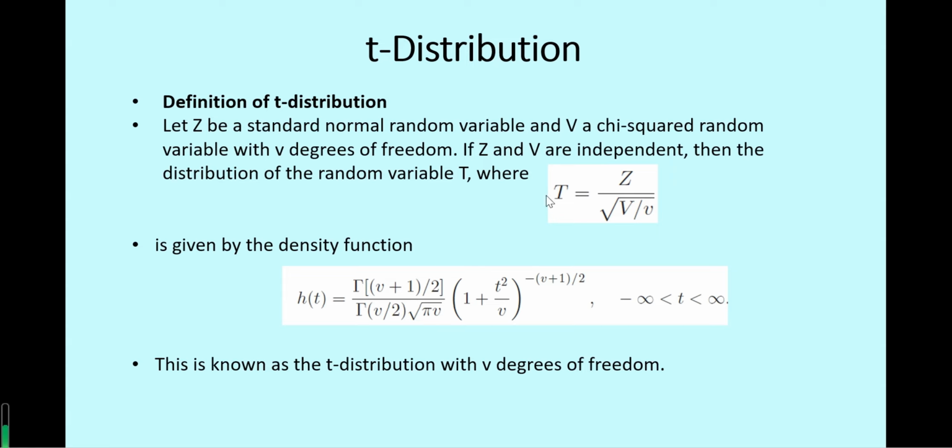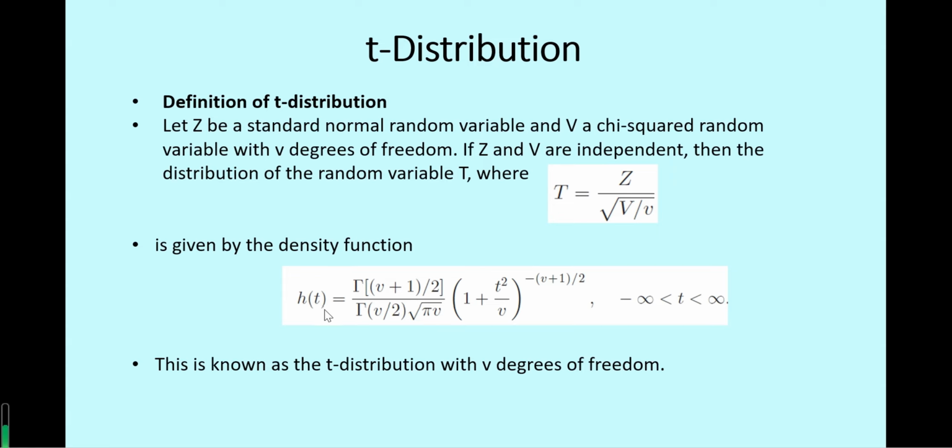So we look at a variable called t. If this variable is a two-part division, where the numerator is a standard normal distributed variable and the denominator is the square root of a chi-square distributed random variable divided by its degrees of freedom, then we can say t is a t-distributed random variable with degrees of freedom nu. And this degrees of freedom number is the same as the degrees of freedom of the chi-square distribution in the denominator.